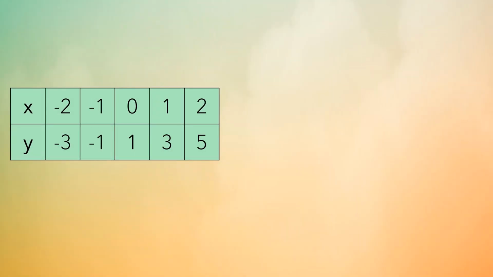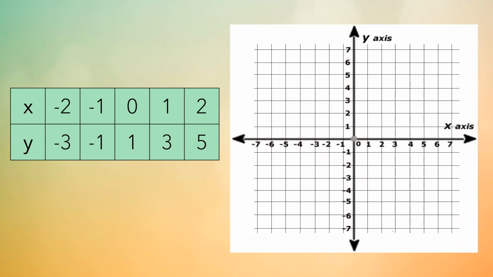We have the given table of values for x and y. For us to determine if this is an example of a quadratic function, we will just have to plot the given ordered pairs on our Cartesian plane. So let us have the first ordered pair, negative 2, negative 3. So negative 2 is the x coordinate and negative 3 is the y coordinate. Let us plot the point and name this as negative 2, negative 3. Next is negative 1, negative 1. Let us plot the point and name this as negative 1, negative 1.